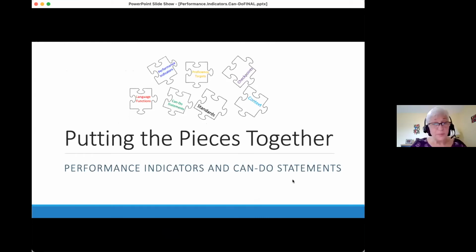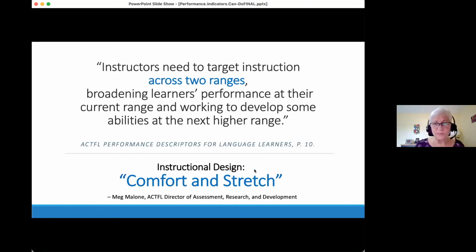So, as he said, we're going to be putting these pieces together, going back to our title about the performance indicators and can-do statements. And so let's put this all together. This slide should look very familiar to you because it was from our last webinar on proficiency, but it applies equally or maybe even better to the discussion that we're having today in regard to performance.